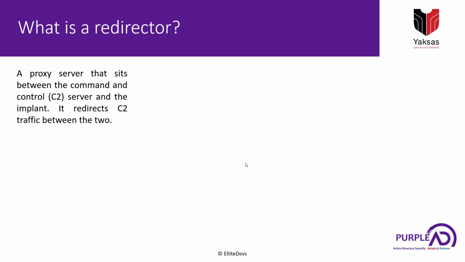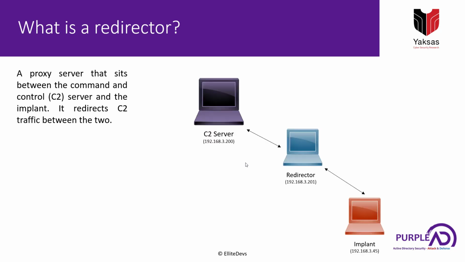A redirector is a proxy server that sits between your command and control server and the implants which are reporting to the command and control server. To help you understand this, I have a very simple diagram here. So this is our C2 server and this is our implant. In a normal scenario, these two components of C2 infra will talk to each other directly.